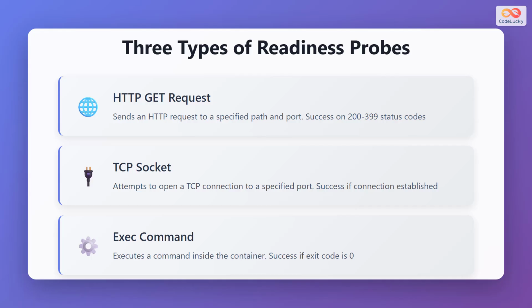Kubernetes provides three types of readiness probes. The HTTP GET request probe sends an HTTP request to a specified path and port. It considers the probe successful when receiving status codes between 200 and 399. The TCP socket probe attempts to open a TCP connection to a specified port. Success means the connection was established. The Exec command probe executes a command inside the container. It's successful if the command returns an exit code of 0. Each type serves different purposes, so you can choose the one that best fits your application's needs.